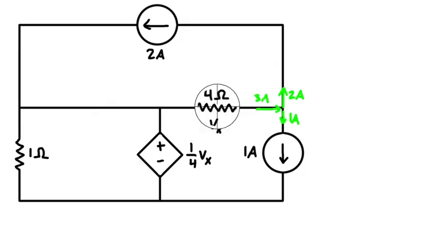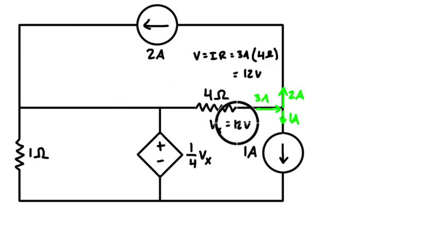So we can apply Ohm's law to this resistor now, which is V equals IR. So we have the current, which is 3 amps, times the resistance, which is 4 ohms. And that gives us a voltage drop of 12 volts across that resistor, which means that Vx is 12 volts. And we can also determine what the positive and negative side is because the current is flowing into the positive side of all resistors, so we're going to have positive here and negative here. And then we just multiply 1/4 times 12 volts, and that gives us a total of 3 volts for our dependent voltage.